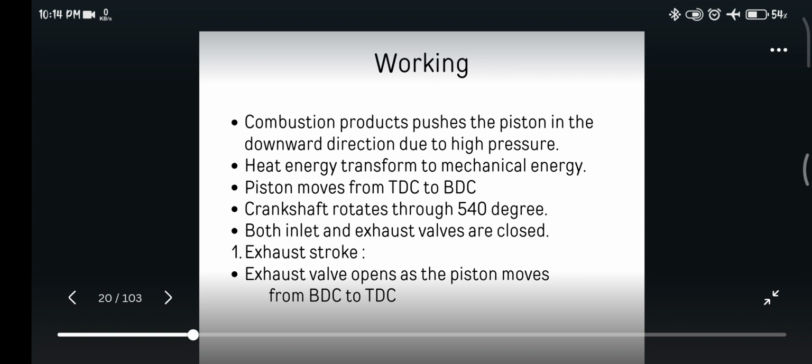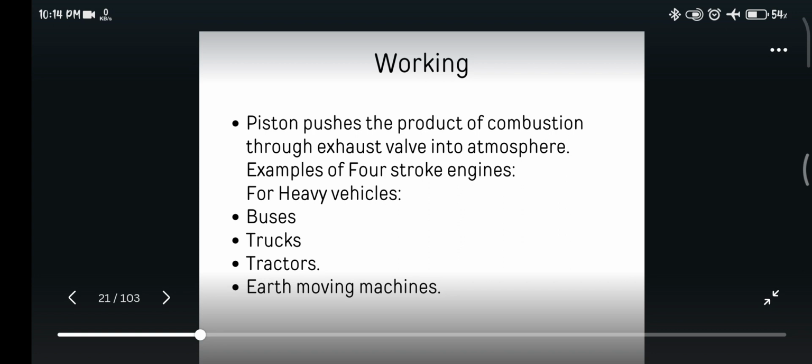Exhaust stroke. Exhaust valve opens as the piston moves from BDC to TDC. Piston pushes the products of combustion through exhaust valve into atmosphere. Example of four-stroke engine for heavy vehicles: buses, trucks, tractors, earth moving machines.